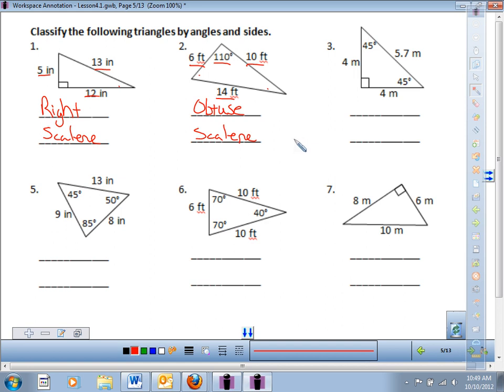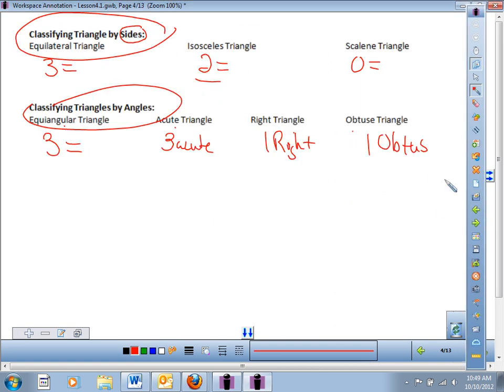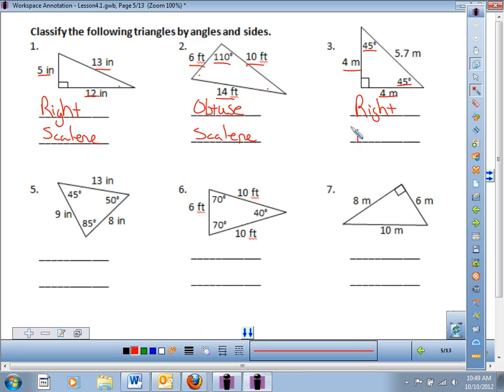Number 3. Let's look at our angles again. We have 45, acute, and a right angle, so this is a right. Now let's look at how many equal sides we have. We have 4, 5.7, and 4. We have 4 and 4. We have 2 equal sides, so 2 equal sides is isosceles, so this would be right isosceles. Again, I always pronounce it isosceles to remind you that there is that C in there. Isosceles. Right?